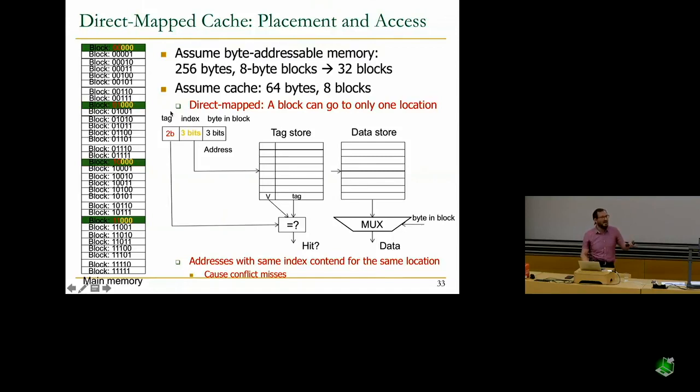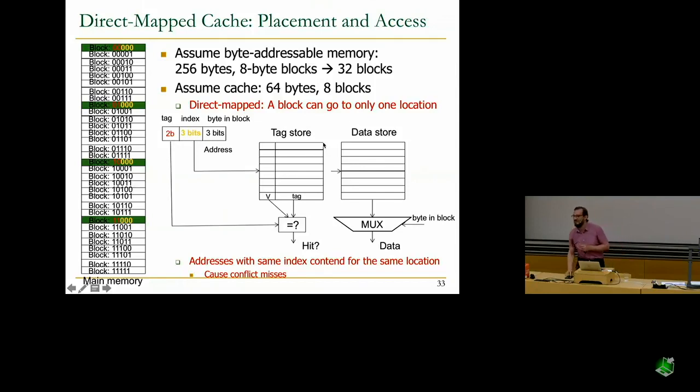Now, what happens if your access pattern is such that you access block 0 and then block 8, and then block 0 again, and then block 8, and so on? Now you're screwed. You get a 0% hit rate in your cache, right?